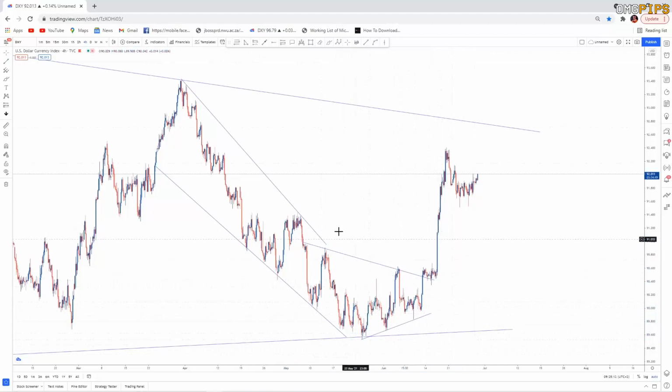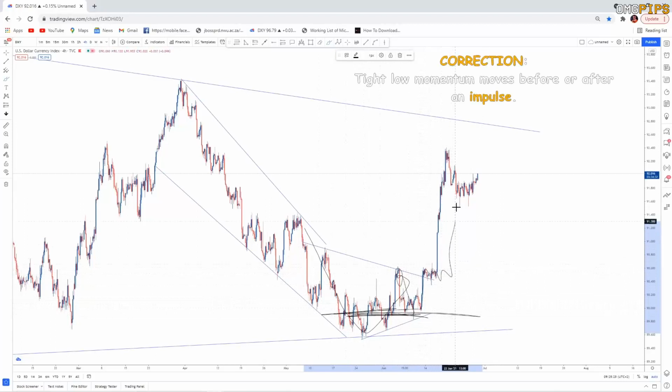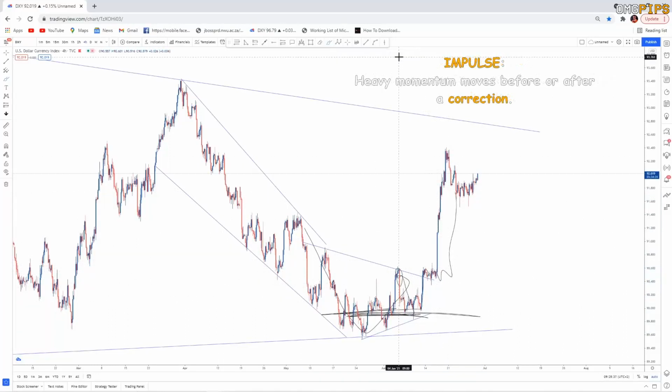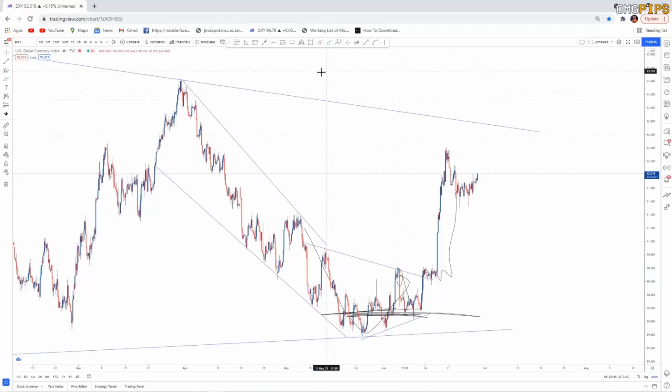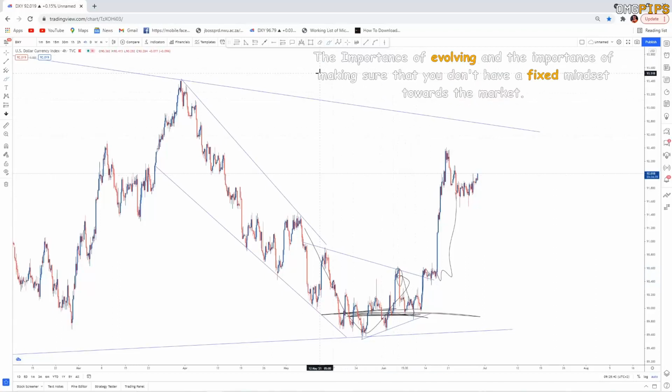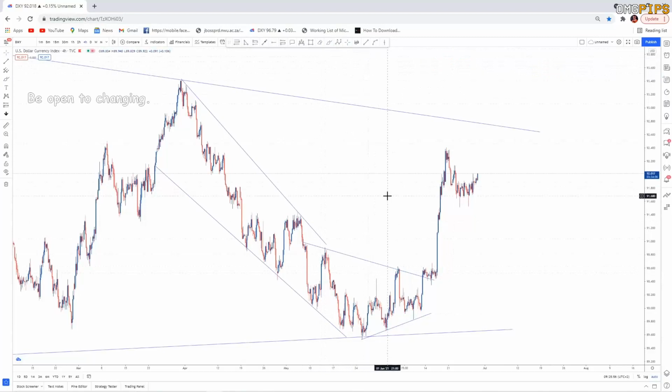As we can see, from here the market dropped and it finally broke out over here, and then came back to respect this area over here, and then went out, giving us a clear correction for continuation to the upside. That's why the market gave us this over here. It's a correction phase to confirm that our analysis was doing well. So what I'm trying to show you guys is the importance of evolving, and making sure that you don't have a fixed mindset towards your analysis. Be open to changing, you understand?